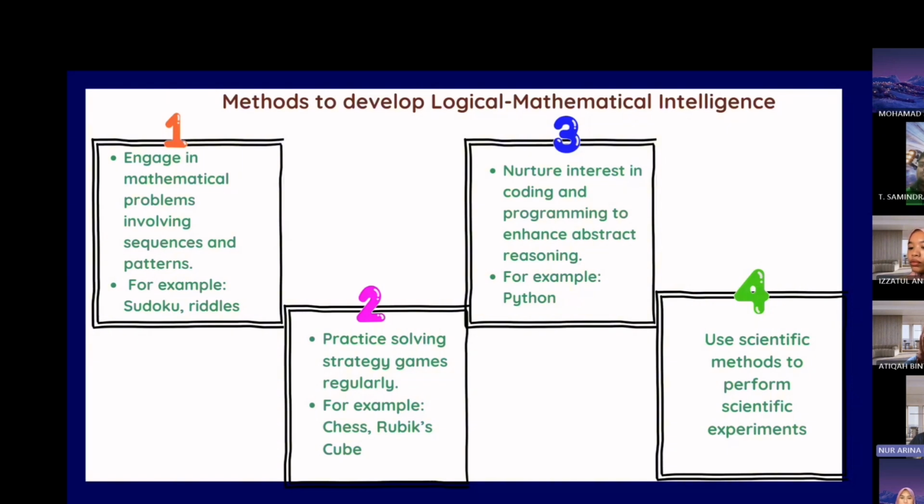Here are some methods to develop logical mathematical intelligence. First, engage in mathematical problems involving sequences and patterns, for example, Sudoku and riddles. Secondly, practice solving strategy games regularly, like chess and Rubik's Cube. Third, nurture interest in coding and programming to enhance abstract reasoning. For example, we can use Python. And lastly, use the scientific method to perform scientific experiments.